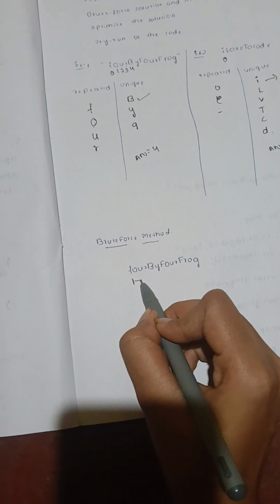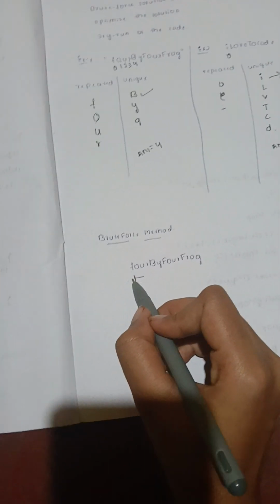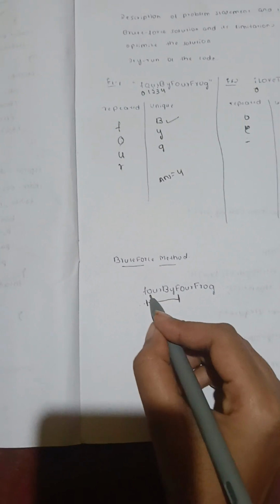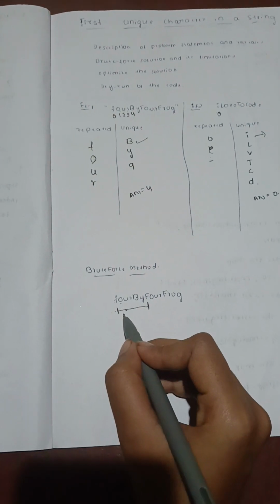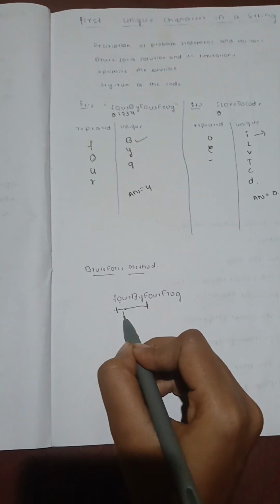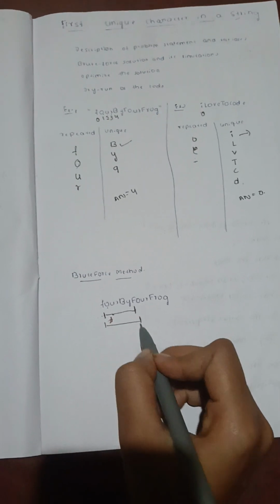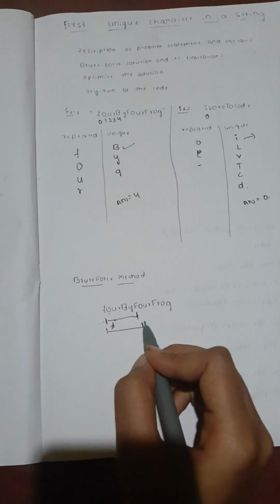Here F repeats. You traverse from left to right. The first character is F. Let's see if F is repeated or not. Yes, F is repeated, so F is not a unique character. Then move to the O. The second character is O. Let's traverse from the beginning. O is repeated, so O is also not a unique character.